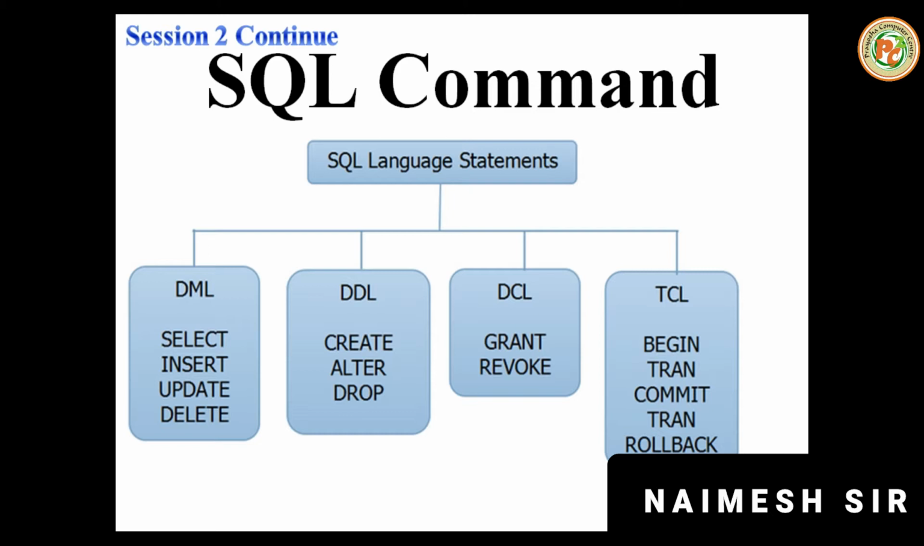In any database, this is the most important topic. Now all the commands are categorized into four different parts: first DML, then DDL, then DCL, and then TCL. First it is DML. DML stands for data manipulation language. Data manipulation means we can insert the records, select the records, update the records, and delete the records. All the processing based on the records we can do using the DML commands.